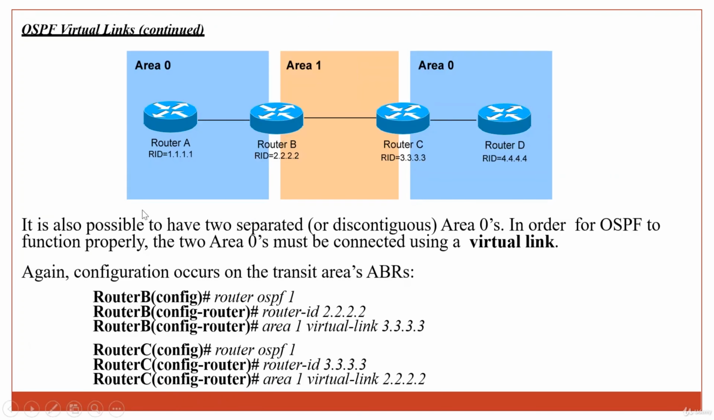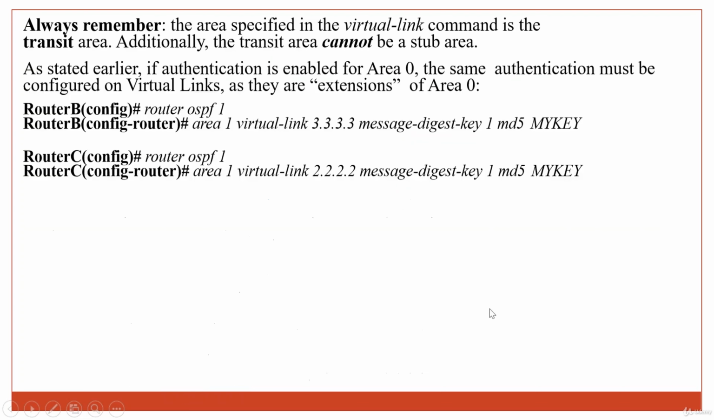Now there is a possibility that you may have area 0 and in between you have area 1. Again the possibility is less, but still you can create the virtual link in between that. Once we create the virtual link, then as we have put the message digest over area 0, the same key we can put over the virtual link as well.